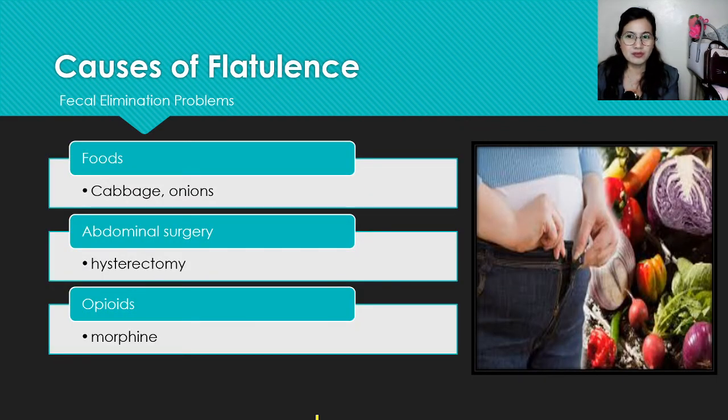It can be caused by food, for example taking too much cabbage or onions. It can also occur after abdominal surgery like removal of the uterus or hysterectomy, or appendectomy, and with intake of morphine and analgesics.